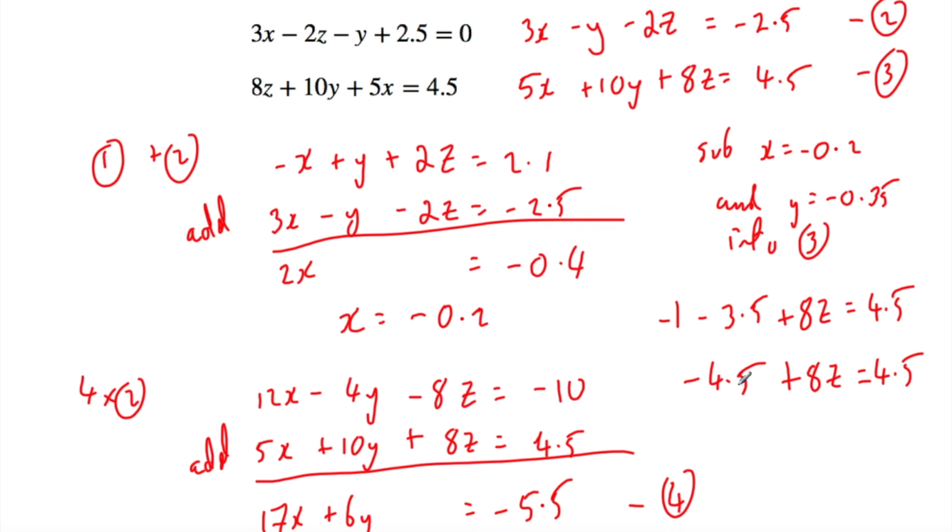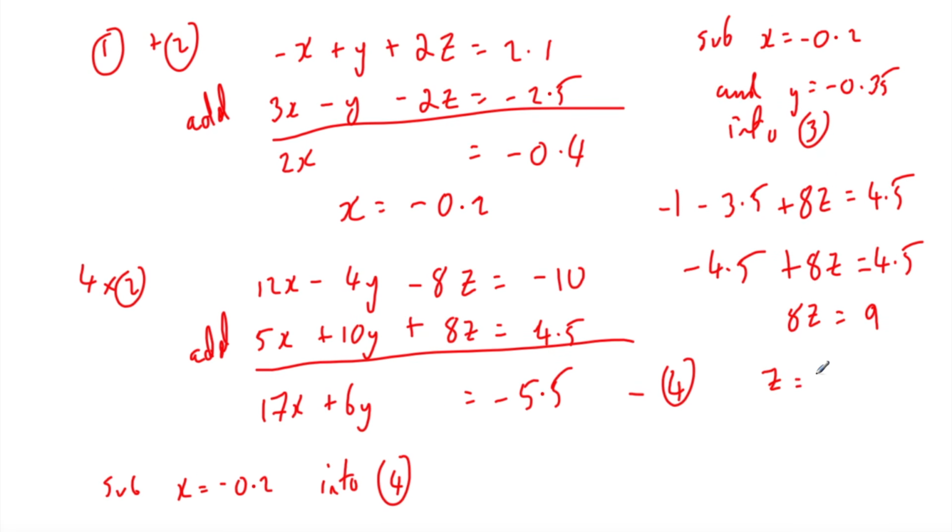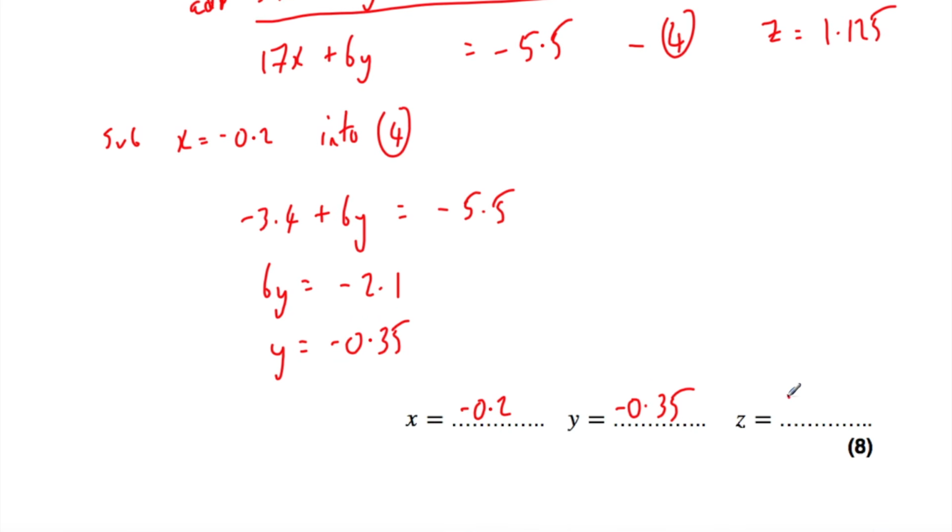And then if we add 4.5 to both sides, we get on the left-hand side 8z, and that's equal to 9. And then if we divide both sides by 8, we're going to get that z is equal to 9 divided by 8, which is 1.125. So that's great. We've got that z is equal to 1.125. And that's it. So we've got our values for x, y, and z.